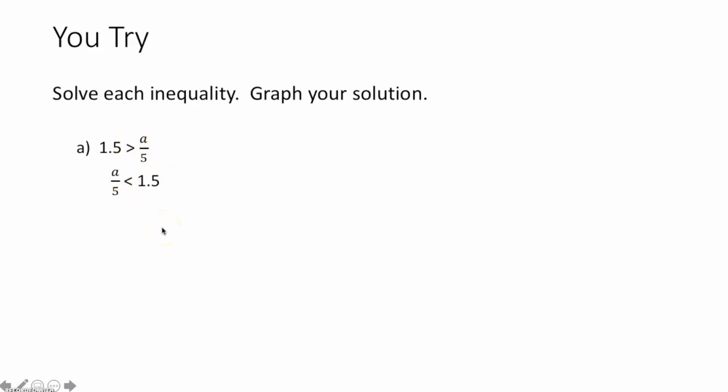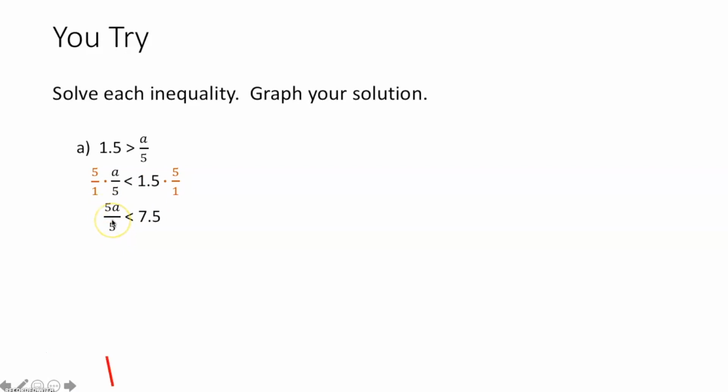Next, I need to move my constants to the right. So I have this a divided by 5. So to get that 5 to the right side, I do the opposite, the inverse. I multiply both sides by 5. Now 5 is the same thing as 5 over 1. I did this so you can see that all you're going to do is cancel these out, or if you didn't know to do that, you just multiply straight across and you get 5a over 5 is equal to, and 1.5 times 5 over 1 is the same thing as 1.5 times 5, which is 7.5.